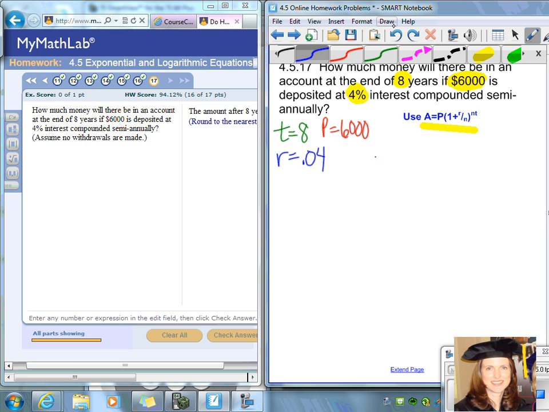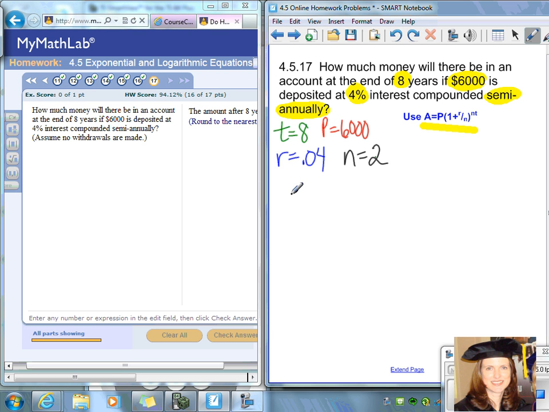And then the next thing I see here that's going to give us a value to plug in is semi-annually. Semi means half. Half annual, every half of a year. So the number of compounding periods in a year, n, is going to equal 2. Semi-annually means every half year, so that's going to be twice a year where the interest is compounded.